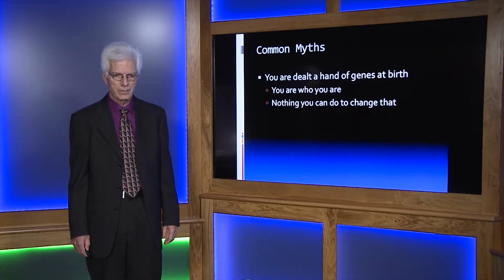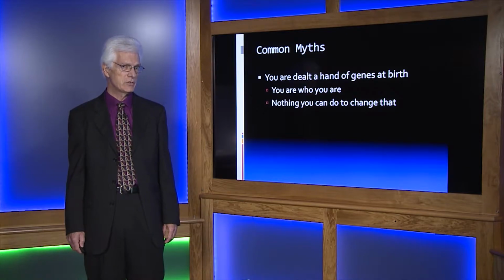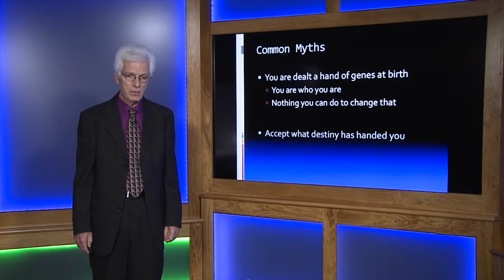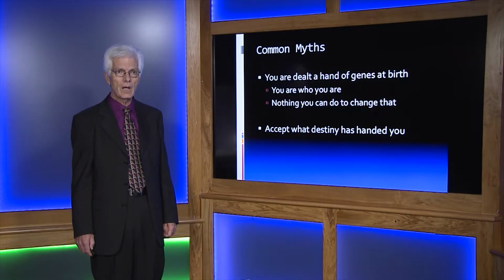You were dealt a hand of genes at your birth. You are who you are, and there's nothing you can do to change that. We know that that is absolutely not true anymore. Oh, sure, it's true for some inheritable traits. We don't know how to change eye color at this point in time, but there are a lot of genes which are not like eye color. They actually can be influenced by their environment. We are a very adaptable organism. If the environment changes, the expression of our genes changes to help us to adapt and survive.